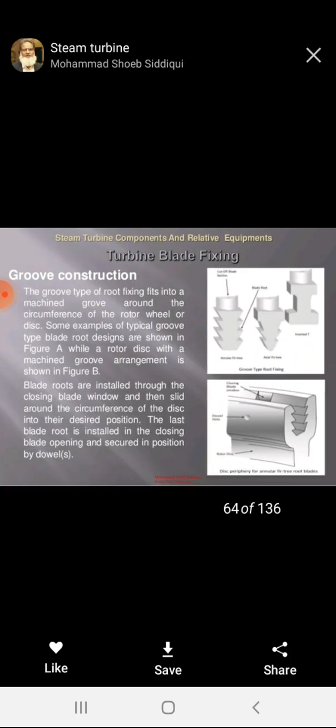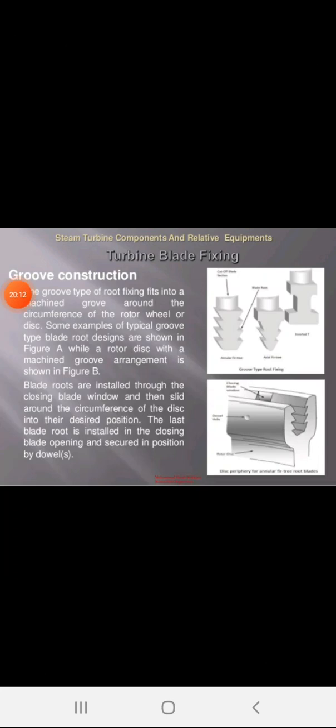The grooving type of root fixing is fitted into the machined groove around the circumference of the rotor wheel disc. Some examples of typical grooving blade root designs are shown in the figure. Blade roots are installed through the blade window, and the window is closed with the disc together, with the blades installed by closing the blade window.